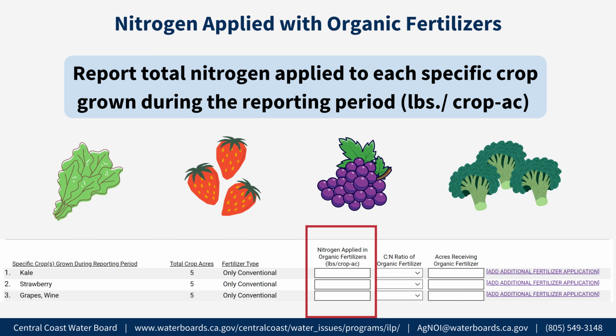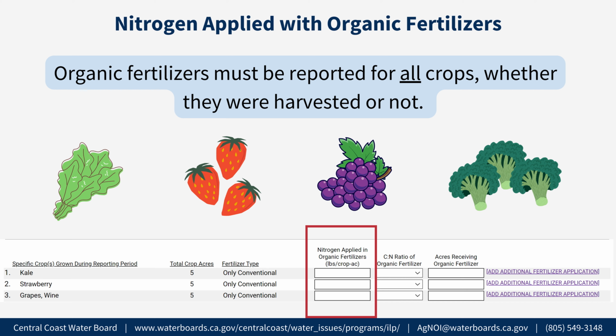Report the total nitrogen applied to each specific crop grown during the reporting period from organic fertilizers. This information must be reported as the total pounds of nitrogen applied to a crop acre, in pounds per crop acre, for a specific crop grown on the ranch during the reporting period. Organic fertilizers must be reported for all crops whether they were harvested or not.